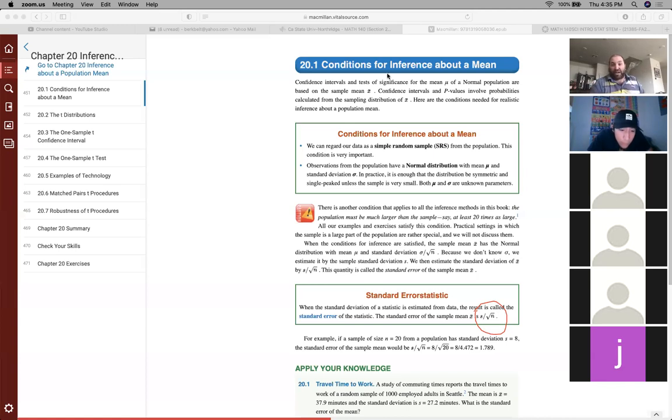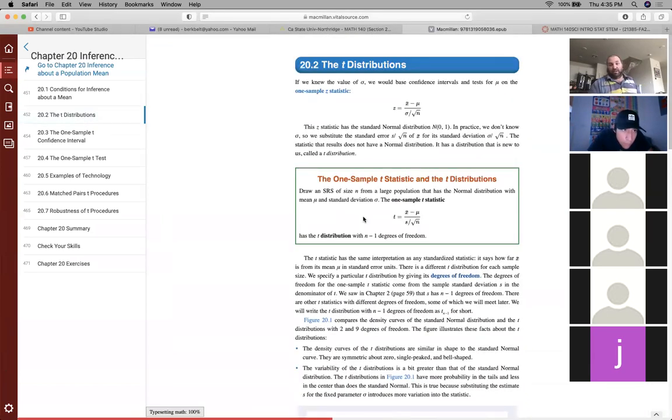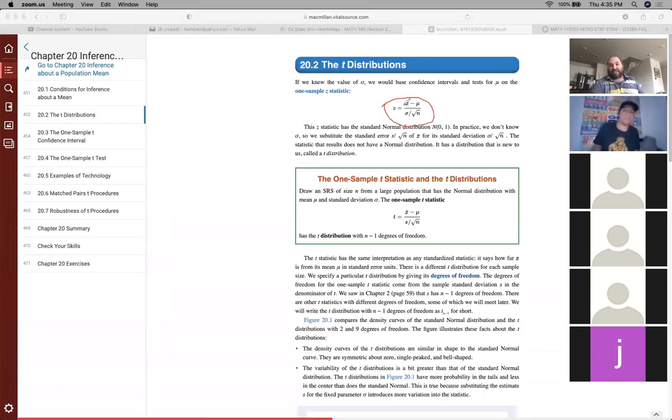But again, we're not going to use Z star. We're going to use T star. So let's talk a little bit about the T distribution instead of the Z distribution. We know from before that Z, our Z score, is equal to X bar, that's our sample mean, minus mu, that's the population mean, divided by the standard error, or the standard deviation of the sample distribution, which is sigma over the square root of n. So now we change Z to T.